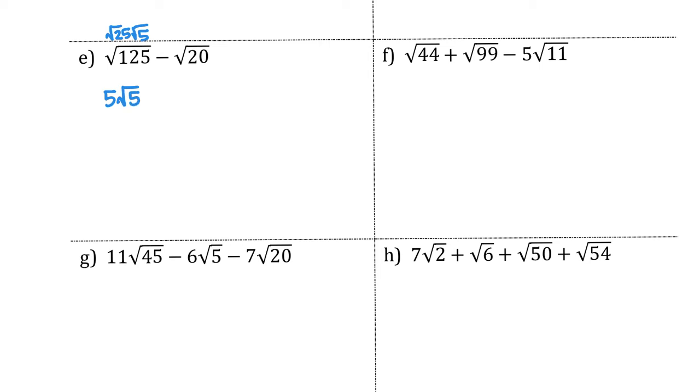So I got 5 square root 5 minus, that still doesn't match root 20. So let me look at the square root of 20. I could do 2 times 10, 4 times 5. I'm going to do 4 times 5 because 4 is a perfect square. Square root of 4 is 2. Square root 5. Okay, now I have 5 square root 5 minus 2 square root 5, which are like terms. 5 square root 5 minus 2 square root 5 is 3 square root 5.